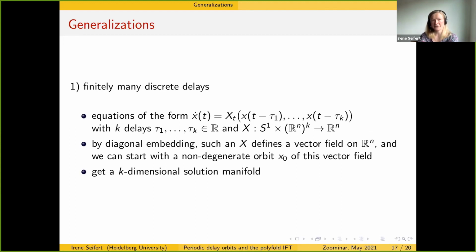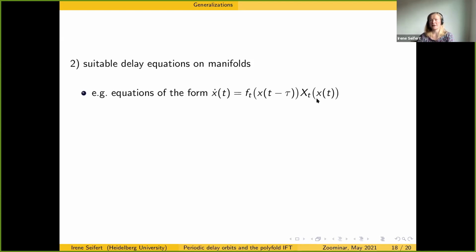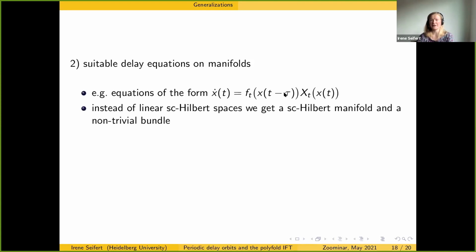The second generalization I wanted to mention was on manifolds. And for example, we considered this equation where inside the vector field, we do not consider any delay, but we have a function in front of the vector field, and this one is delayed. And in this setting, of course, instead of linear scale Hilbert spaces, we get a scale Hilbert manifold and then also a non-trivial bundle, but still without any complicated things like the retractions or boundaries or corners.